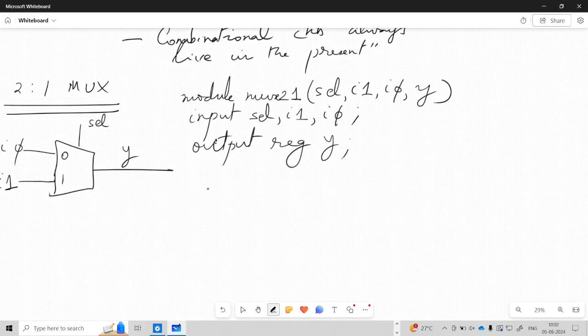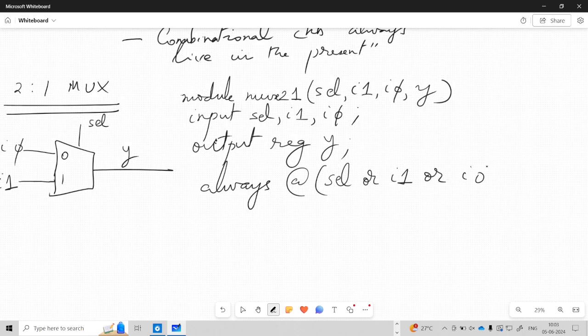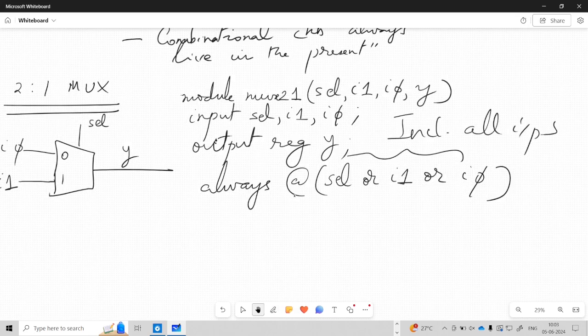Now we will move on to the functional part of the code where the behavior is specified. We use an always block. We must include all the inputs in the sensitivity list of the always block. So why do we insist on including all the inputs of the combinational circuit inside the sensitivity list? It's good coding practice. Why is it a good coding practice?